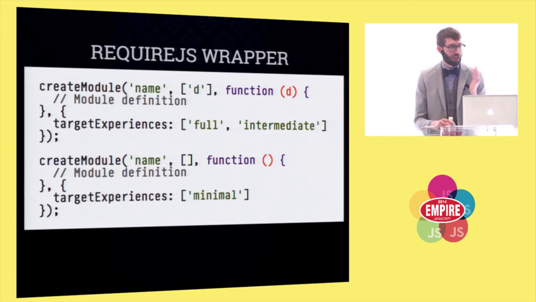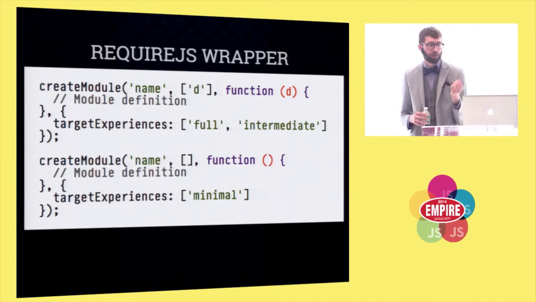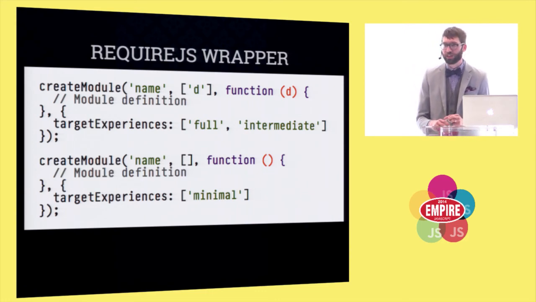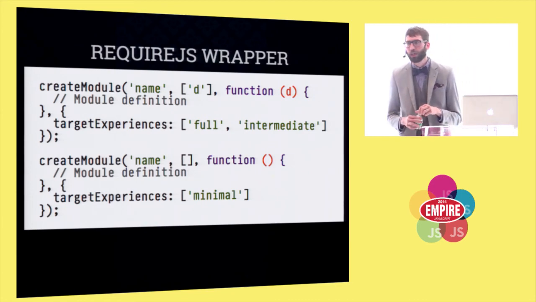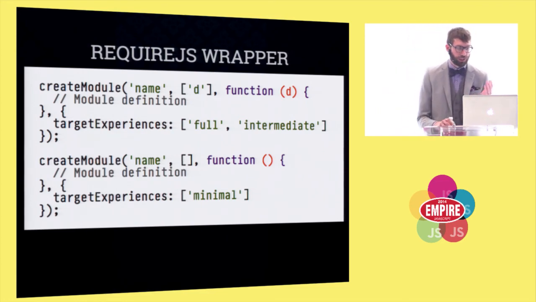And so we can have a name, we can have a dependency list, we can have the function that returns the module, and then we can have an options object that can specify which experiences this module is wiring itself up for. And what that means is that a single module can actually provide multiple module definitions, depending on the target experience that it's executing in. And in some cases, it's going to only be one in the case of our simple utility module. And in some cases, like our carousel, it's actually going to be a couple of different target experiences. And so there's two module definitions for that.